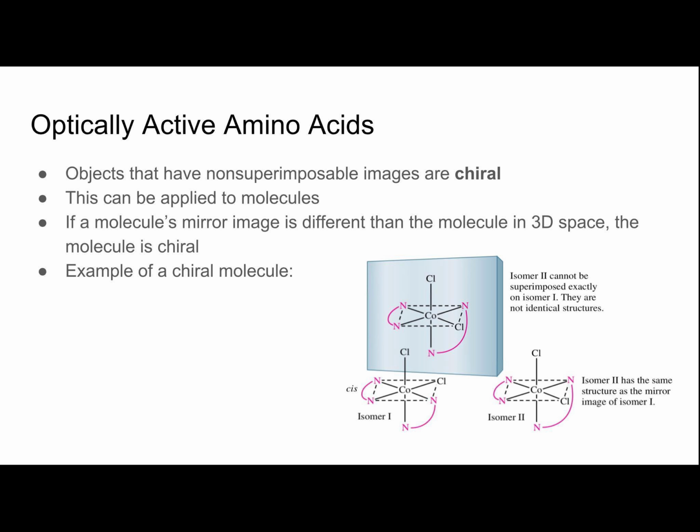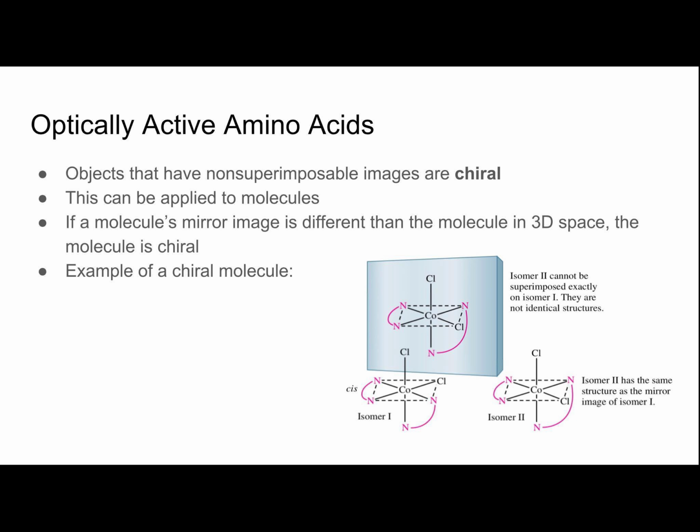Okay, so now we're going to be discussing optical activity in relation to amino acids. So basically, objects that have non-superimposable images are chiral. And so what do I mean by that? So basically, if you take any object and you reflect it across, say, a mirror, and you can impose that image directly onto the object, then it's superimposable. But if you can't, then it's not.